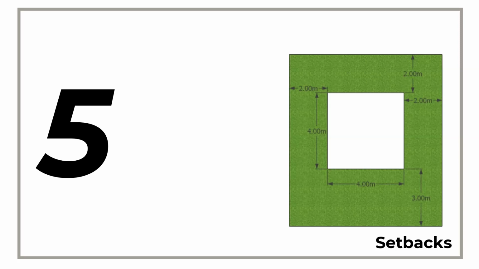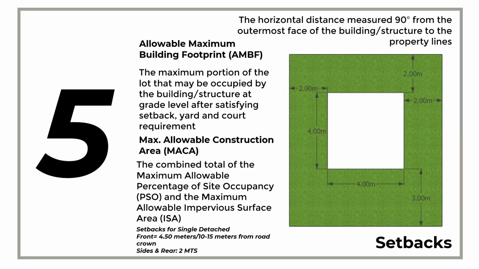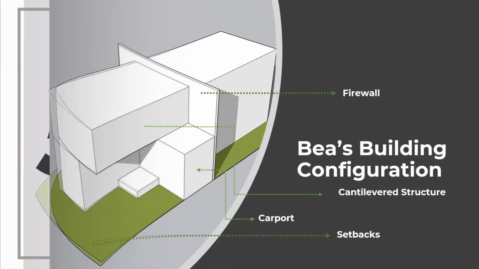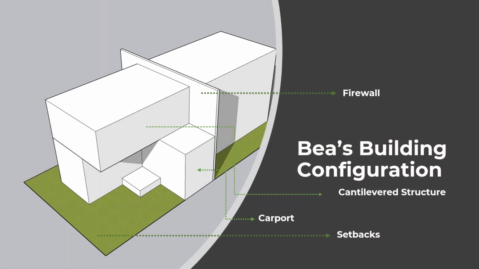So setbacks. You already learned this one in our previous lessons, the setbacks. The horizontal distance measured 90 degrees from the outermost face of the building structure to the property lines. The AMBF and the MACA were already introduced in the previous lessons, and we also talked about the setbacks for a single detached housing, which is the front is 4.5 meters or 10 to 15 meters from road crown, and then for the sides is 2 meters. I also introduced this concept to you in our previous lessons.